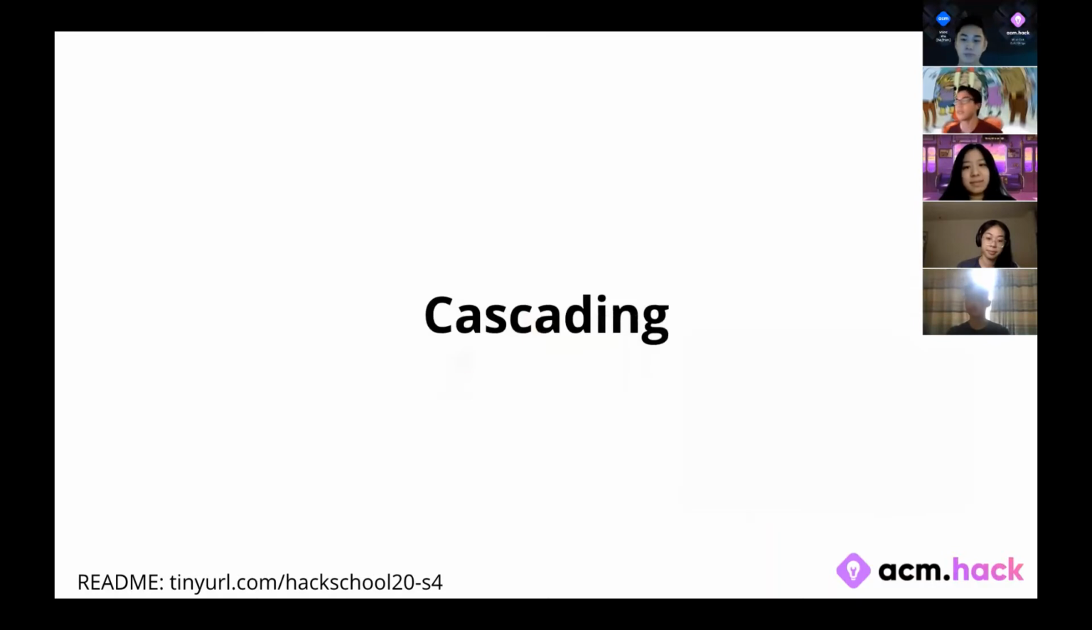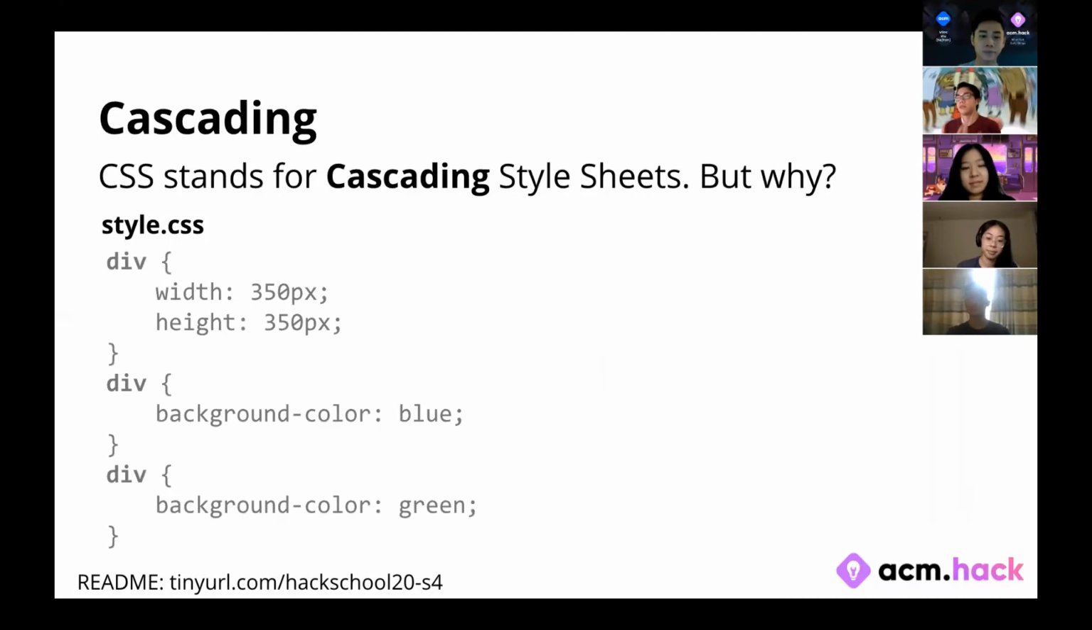Okay, cool. So let's dive into cascading first. As we've learned, CSS stands for cascading style sheets, but why exactly is it cascading? To take a look at why this is the case, let's look at this example of a hypothetical style.css file we specified. We set the div to have a width and height of 350 pixels.